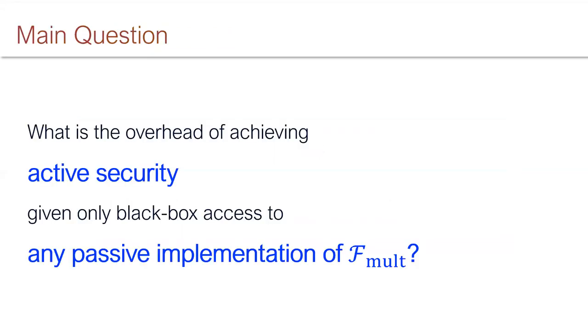Given the previous discussion, I can now phrase our motivating question as follows. Can actively secure protocols over an arbitrary field match the complexity of passively secure implementations given only black box access to F-Mult, in the dishonest and honest majority settings and with an arbitrary number of parties?